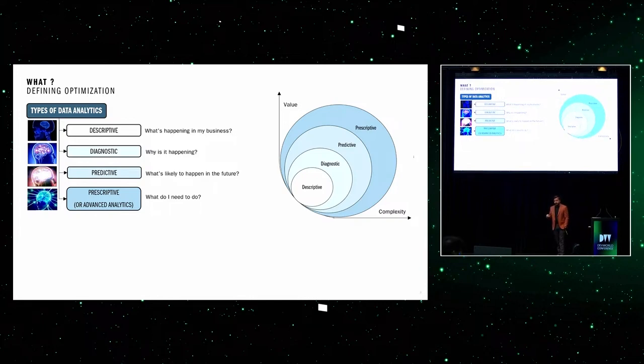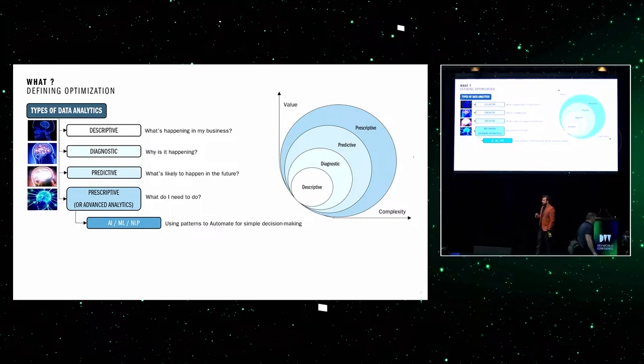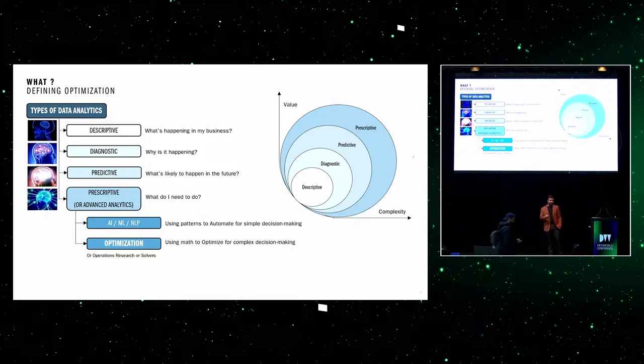Now let's double click on advanced analytics and see what are the different types of categories. One very popular category is AI, ML, NLP, right? I know I don't need to define what is AI, but I would like to describe it as identifying patterns and using those patterns to automate simple decision making. Another kind of category within prescriptive analytics is optimization, and that's the focus for today's presentation, where we use mathematics to optimize for complex decision making.